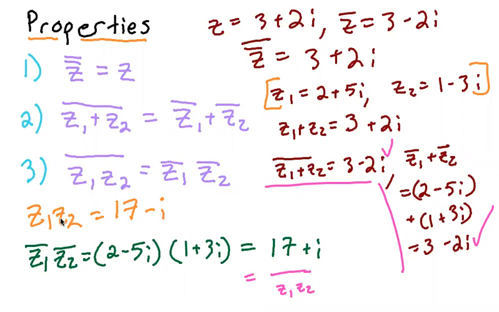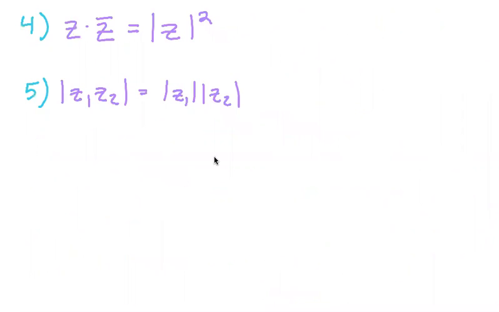We multiplied them together first to get 17 minus i, and then took the conjugate of that to get 17 plus i, or we took the conjugate of each one first and multiplied those together to get 17 plus i. So once again, if you need some practice, you may want to calculate those products yourself to make sure you are fluent in doing the multiplication. Let's see, there are three more properties I want to do, two of them on this slide.